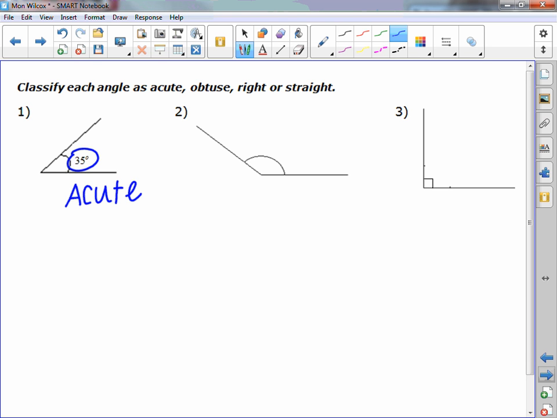Number 2, you can tell opens up wide. If it were a right angle, it would be straight up, but you can tell that it opens up even wider than that, making it an obtuse angle. Oops, I spelled that wrong.